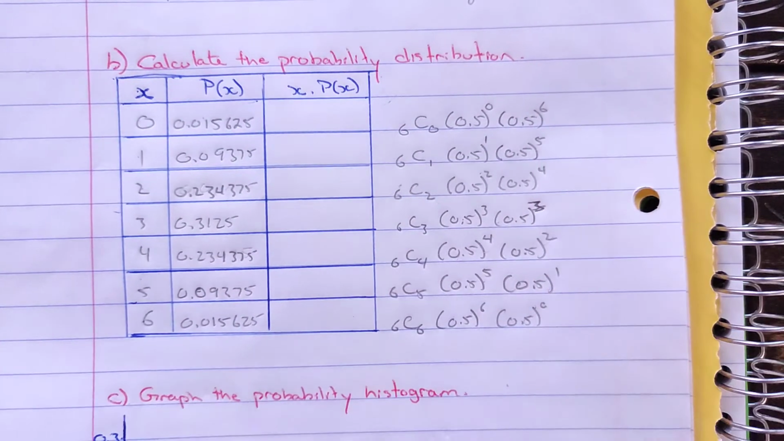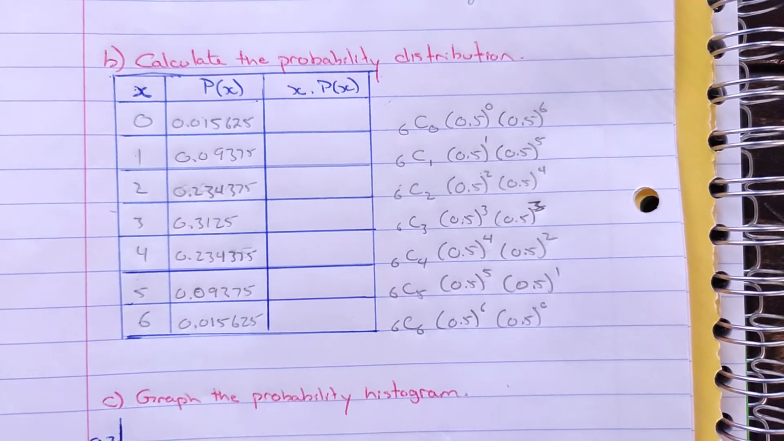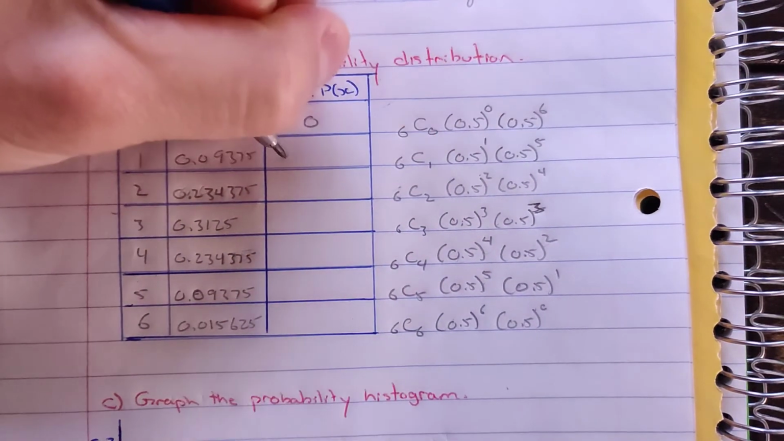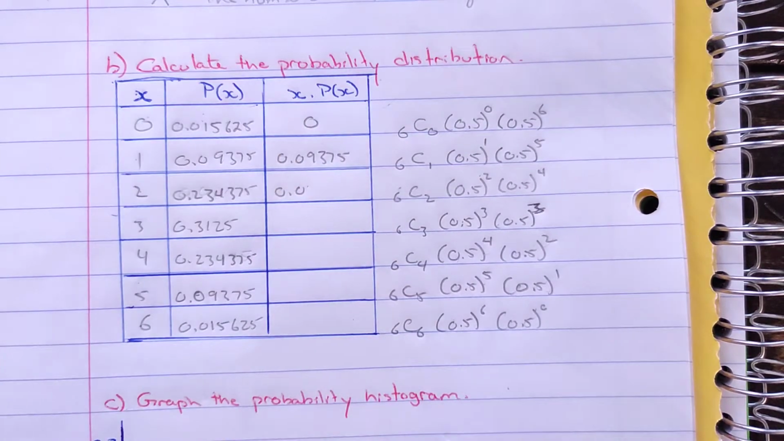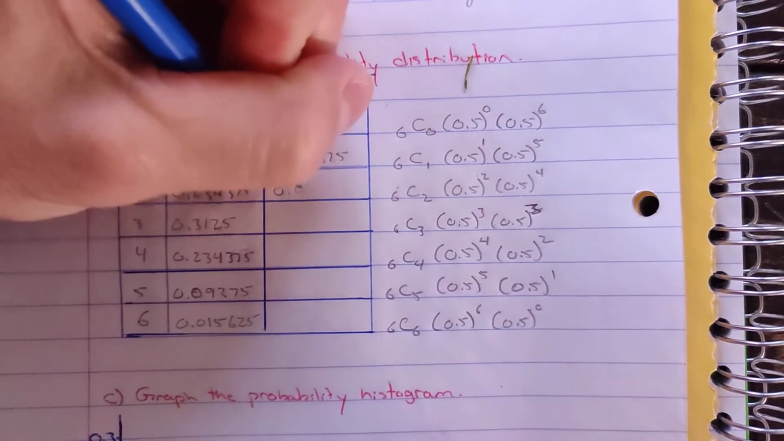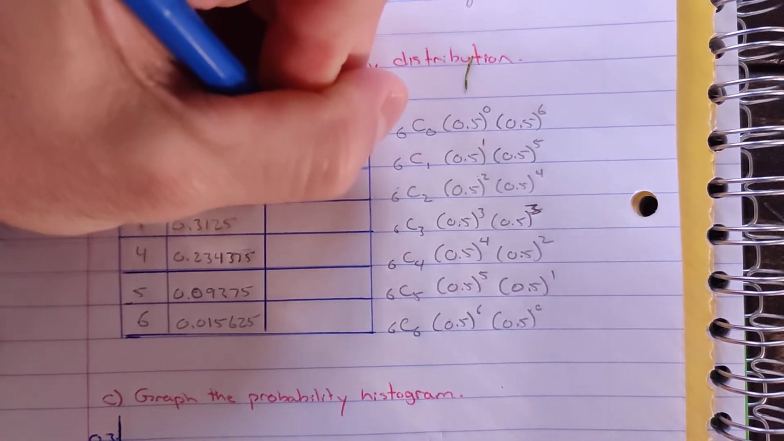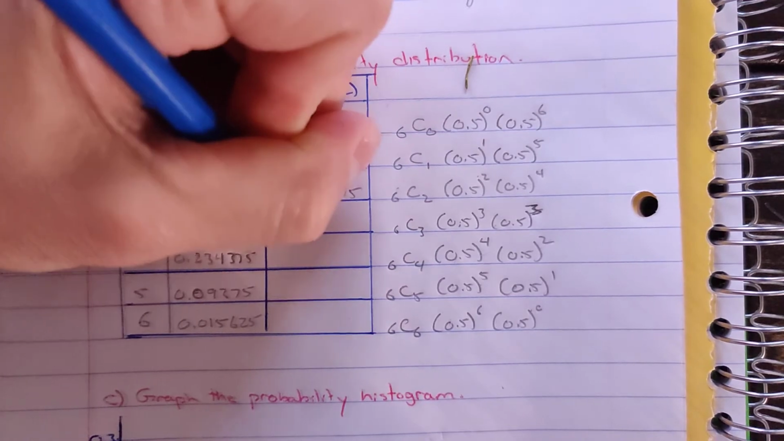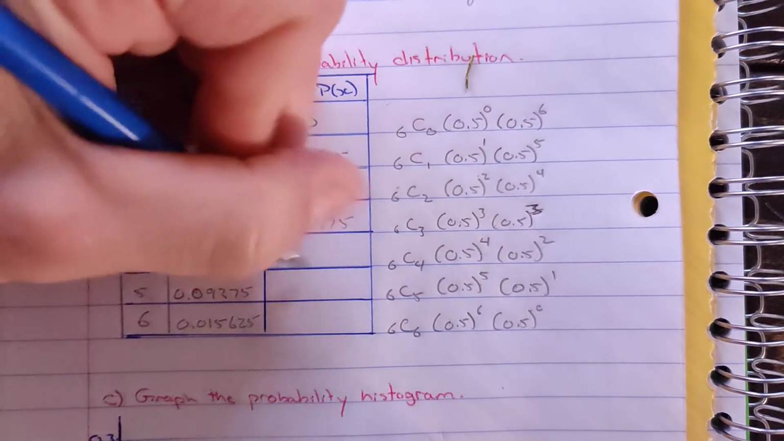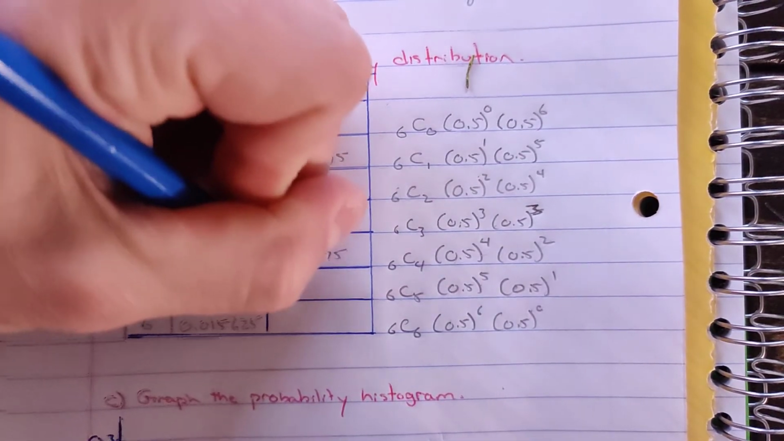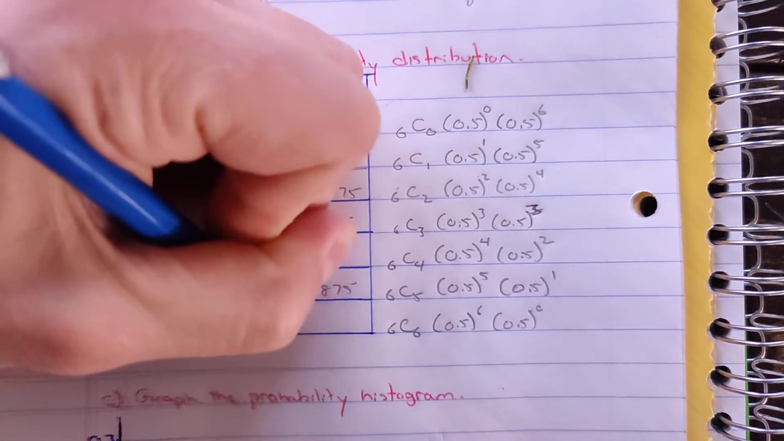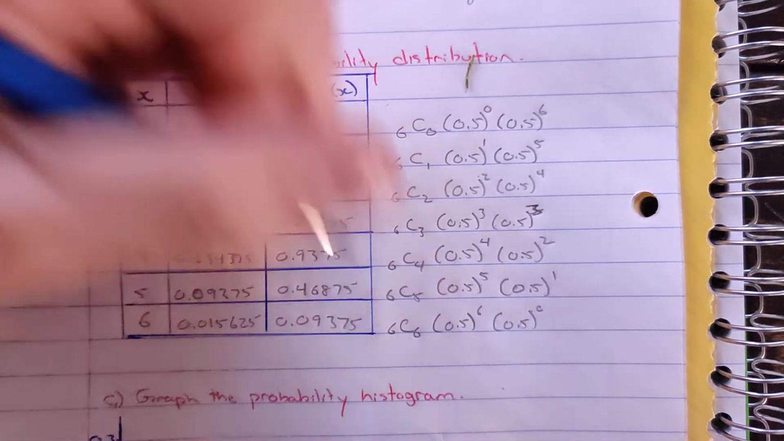Those are the calculations for said probabilities using our binomial distribution context here. And then if we multiply these together, x times P(x), we're going to get 0, 0.09375, 0.46875, 0.9375, 0.9375, 0.46875, and 0.09375.